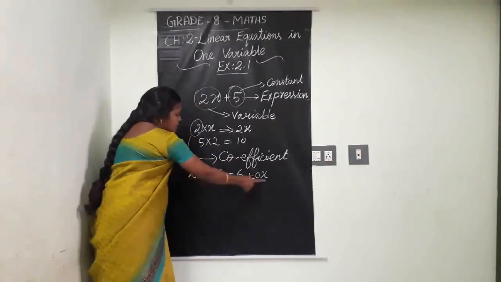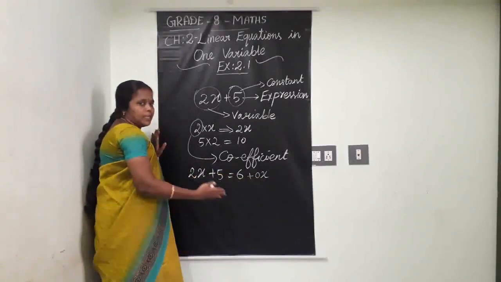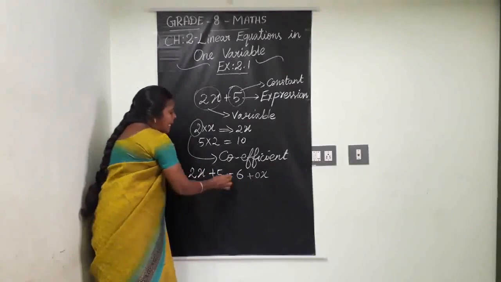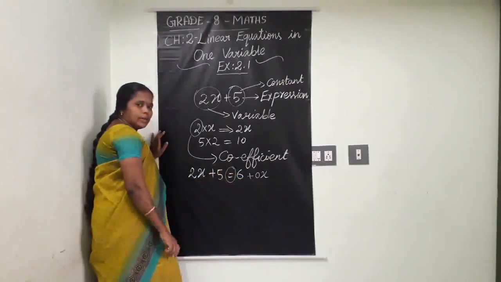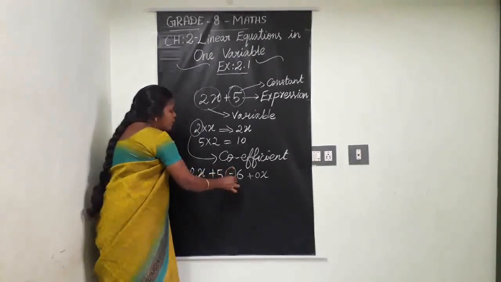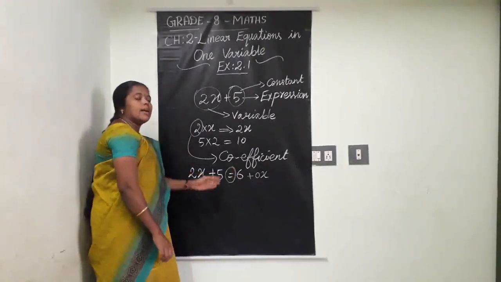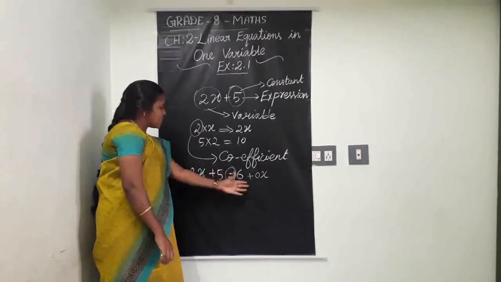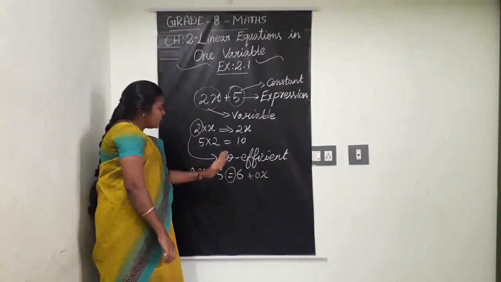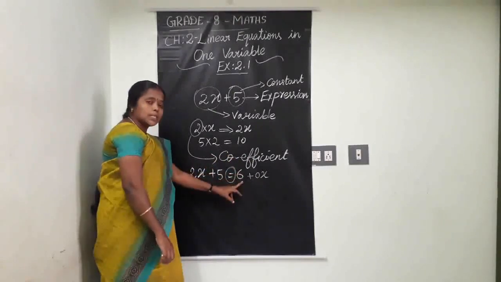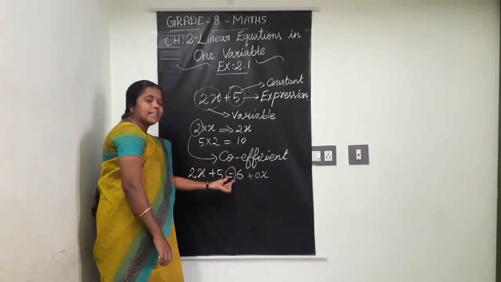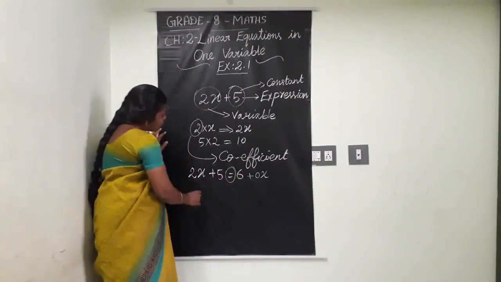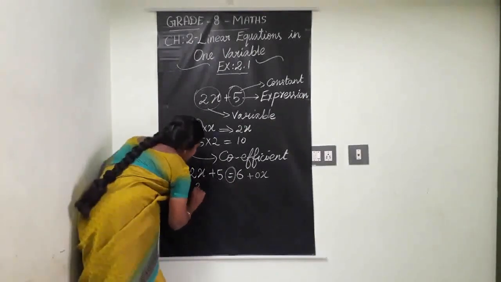So, this is a mathematical statement containing two expressions on both sides, having an equality sign in the middle. What is it called? A statement containing two expressions on both sides with an equality sign in the middle is called an equation. Clear? Now what do you say about this?